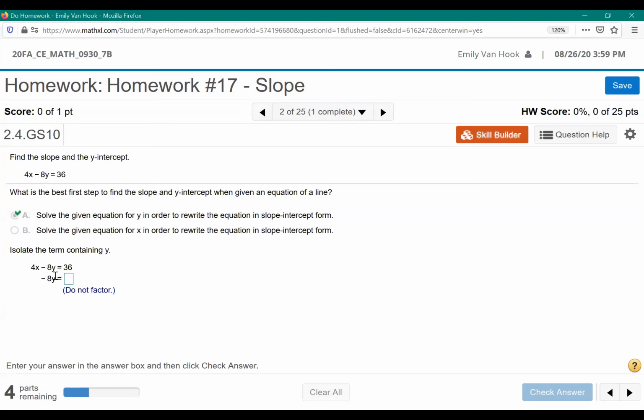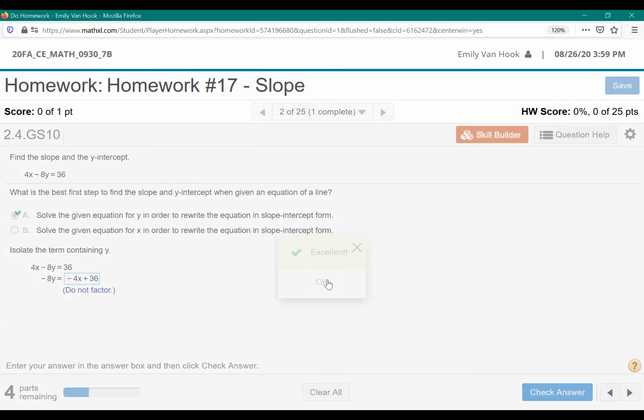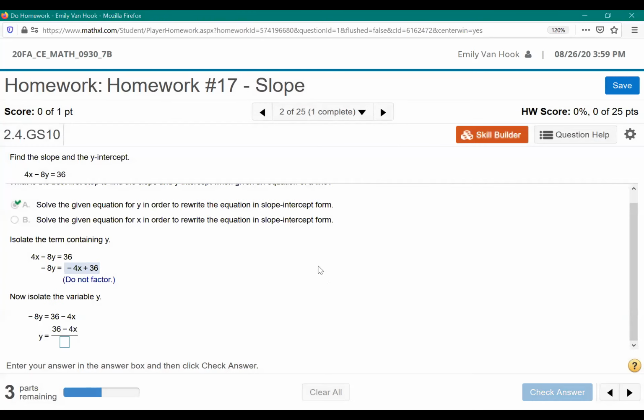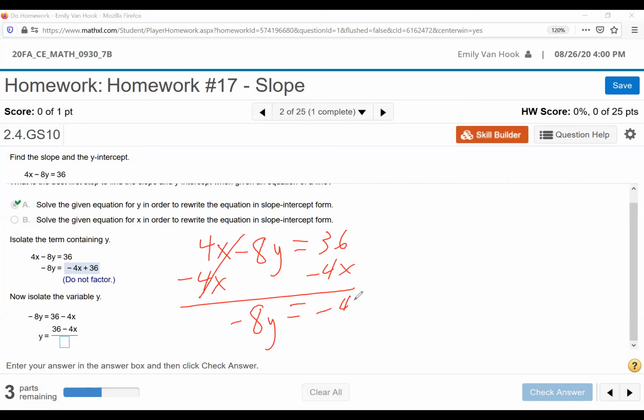So we're subtracting 4x on both sides. So 4x minus 8y equals 36. When I subtract 4x on both sides, I get -4x plus 36 on the other side. Okay, now what we're doing is dividing everything by -8. And I'm not a huge fan of how they're showing this. That's okay. Let me back up a little bit. So I'm just rewriting what we already did. -8y equals -4x plus 36.